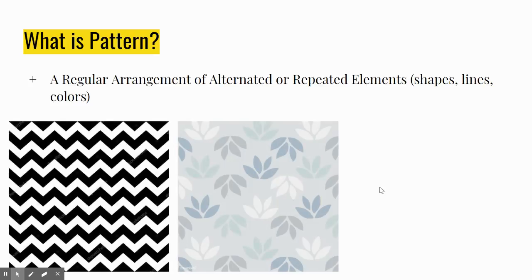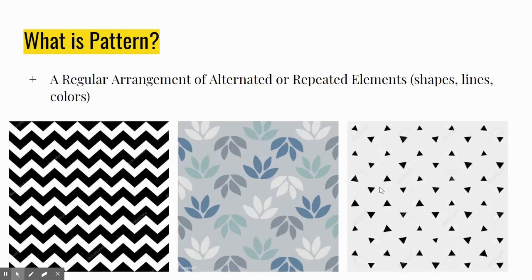So I just have a couple examples I found of pretty simple patterns to look at. You can see here, a lot of people know the chevron pattern. Just a whole bunch of zigzaggy lines. It's really simple. This pattern uses different little leaf arrangements and different colors. So they're utilizing color and shape in this pattern. And then this is a pattern that has different shapes. It's got a bunch of different triangles, kind of random all over the place. But there's still some consistency. So we still have a regular arrangement of repeated or alternated elements. Pretty simple.